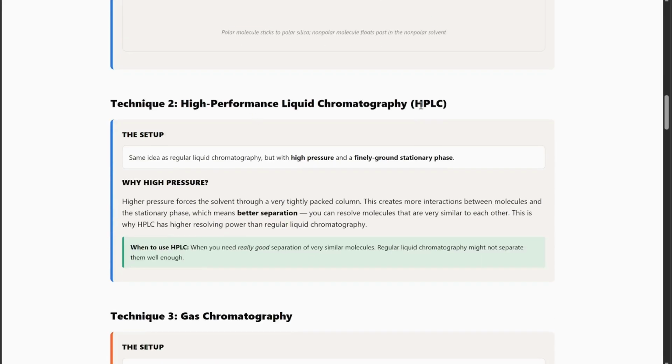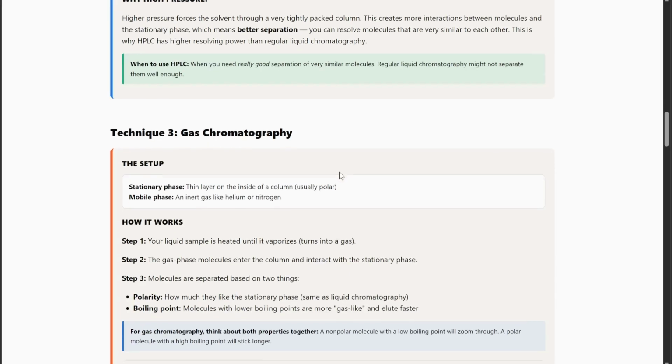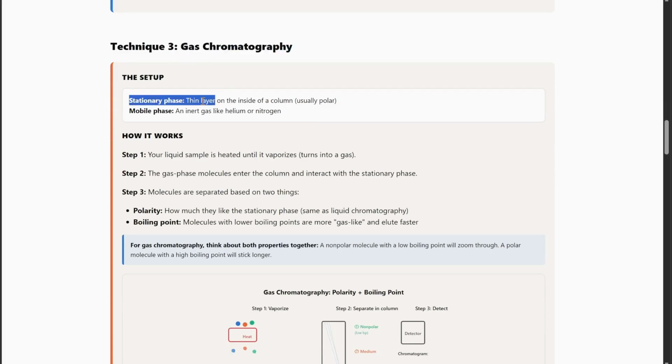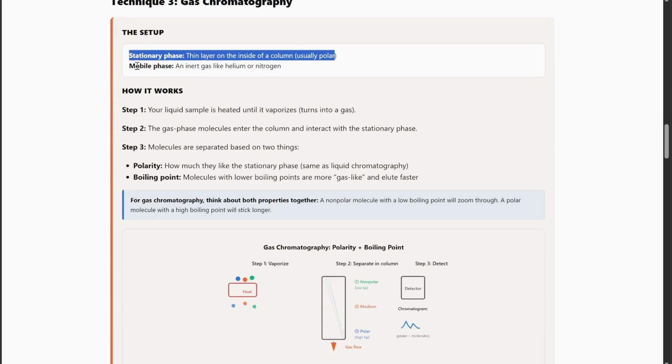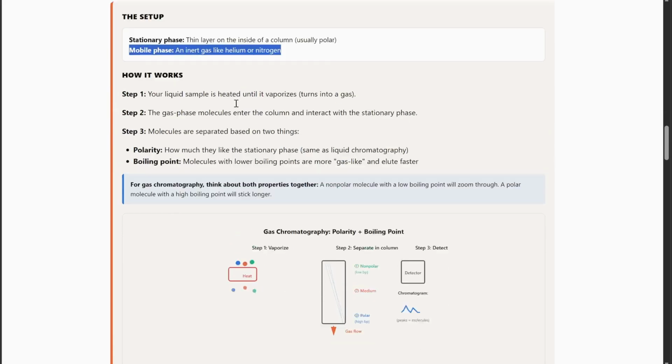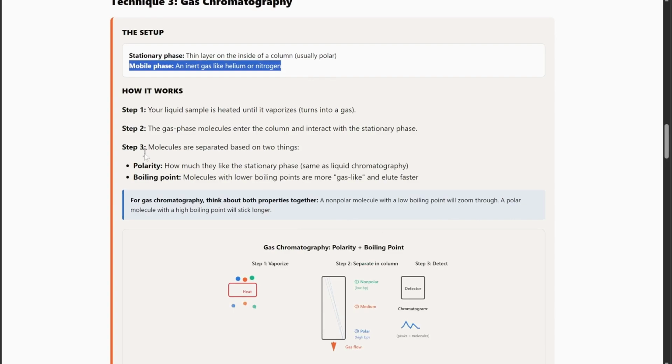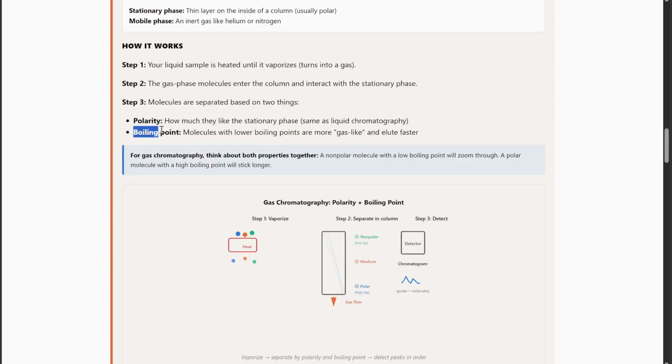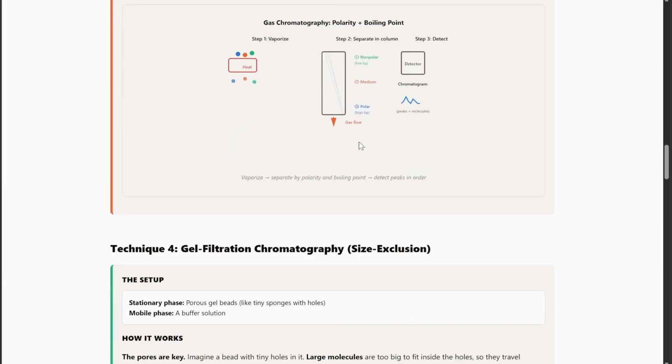Technique 2 is HPLC. It's the same idea for liquid, but it has high pressure and a finely ground stationary phase. Then gas chromatography is when your stationary phase is a thin layer on the inside of the column, usually polar, but the mobile phase is a gas like helium. It separates molecules based on two things, polarity and boiling point. Anything with a lower boiling point that's really gas-like will elute faster. And polarity is just like in regular liquid chromatography that we just went over.